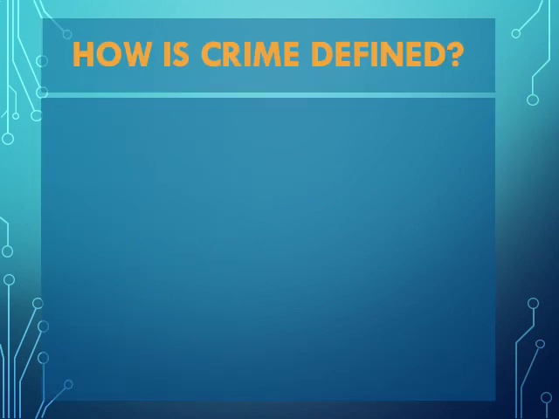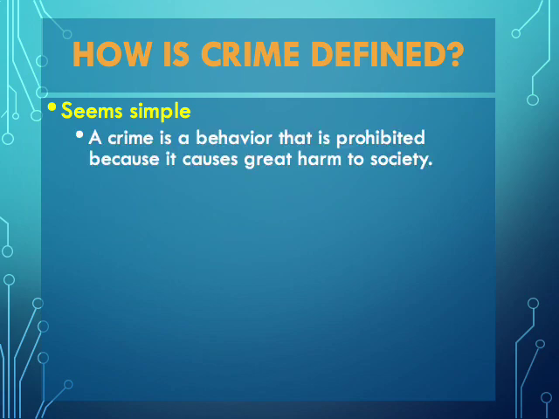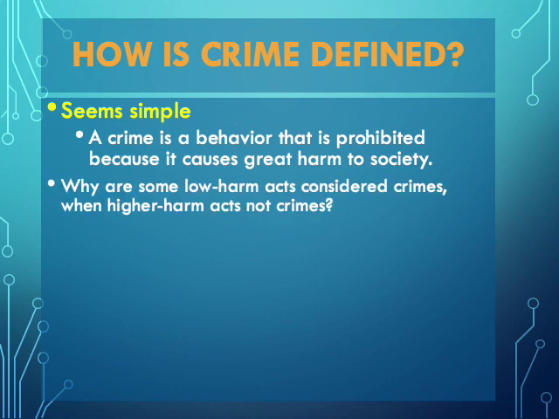When we think about how crimes are defined, it seems like a pretty simple endeavor at first glance. Because when we think about crime and the role of the criminal justice system, the role of the criminal justice system is to keep people safe and have order within a society. And so it seems as if crimes would be simply behavior that is harmful to society, right? And so when you think about how crime is defined, we'd say a crime is a behavior that is prohibited because it causes great harm to society.